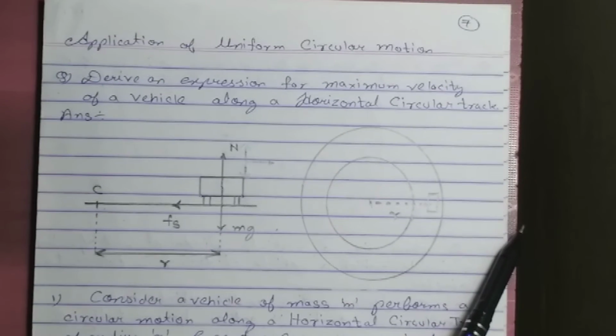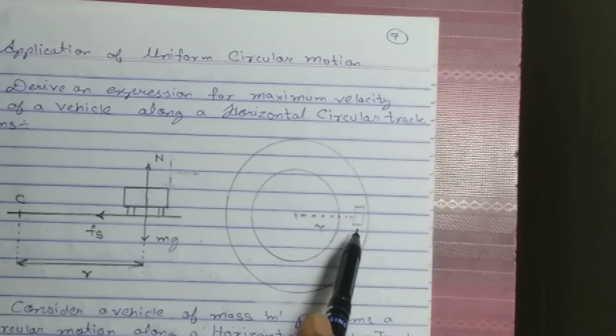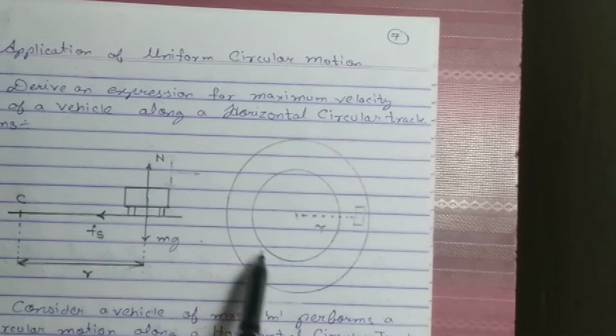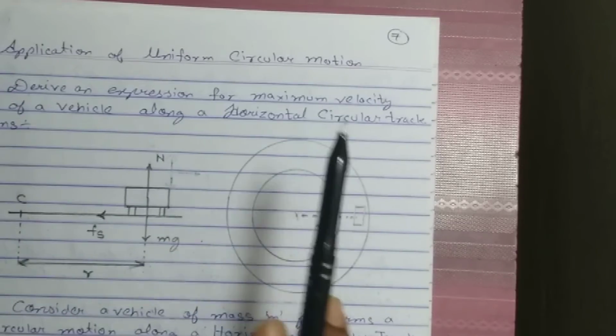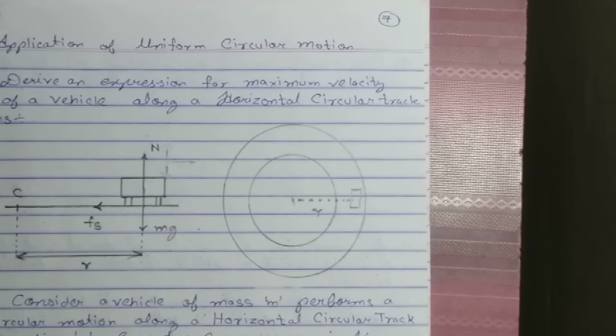You can see in the other diagram there is a circular track. Here the vehicle is moving along a circular track, but that track is horizontal, not inclined. We will come across the case when the track is inclined.